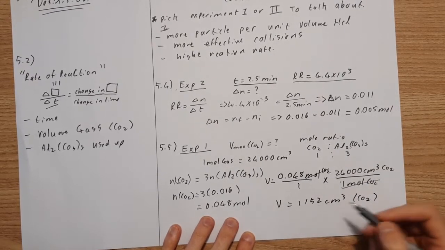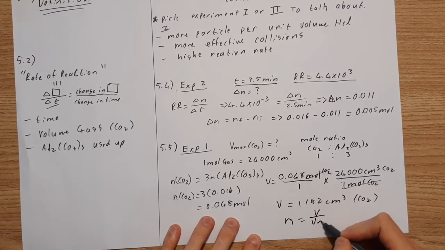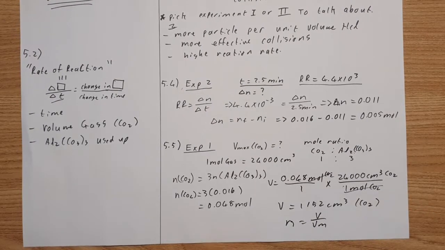Okay, you can use the other formula of n equals V over Vm. You plug everything in and you'll get the same thing. Okay, and that's how we go about doing this question.